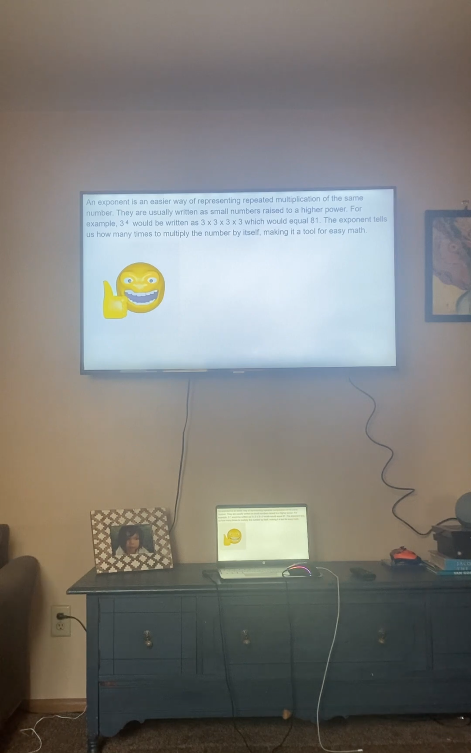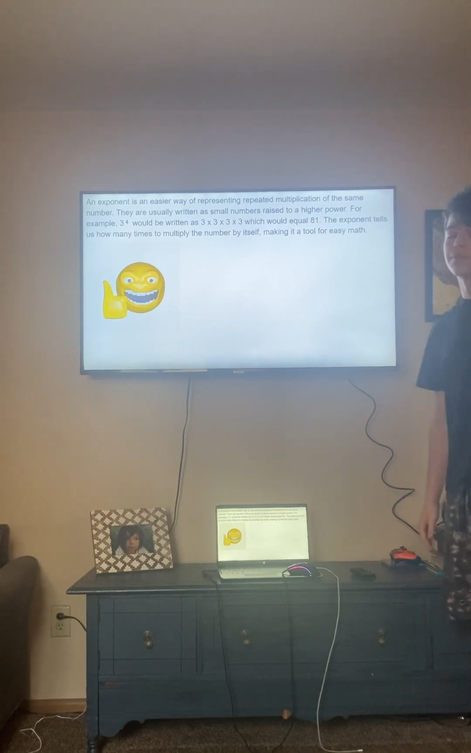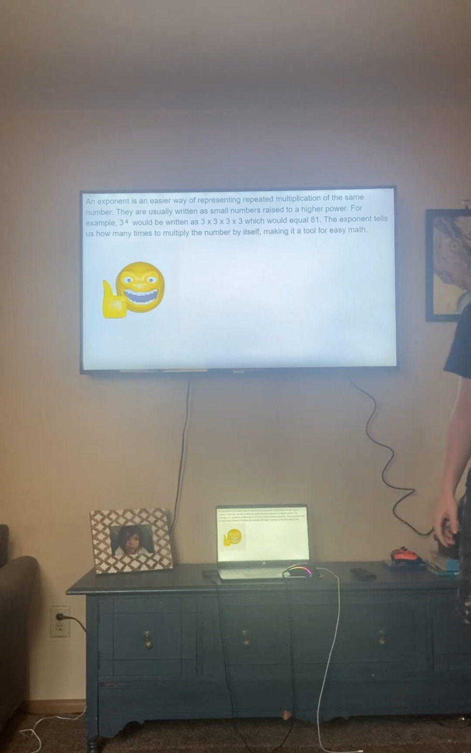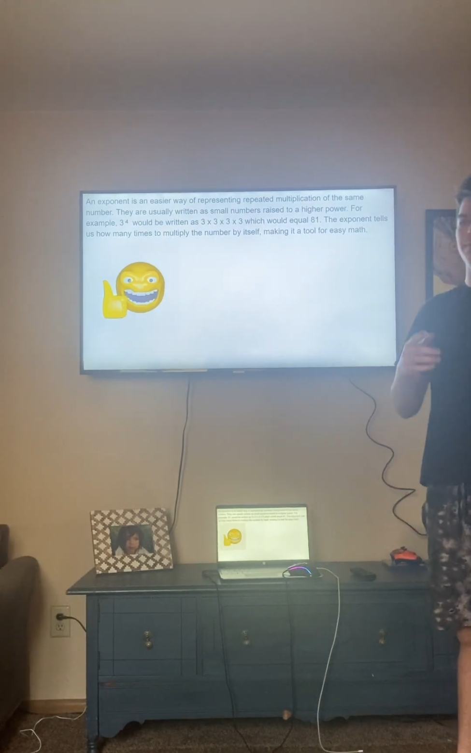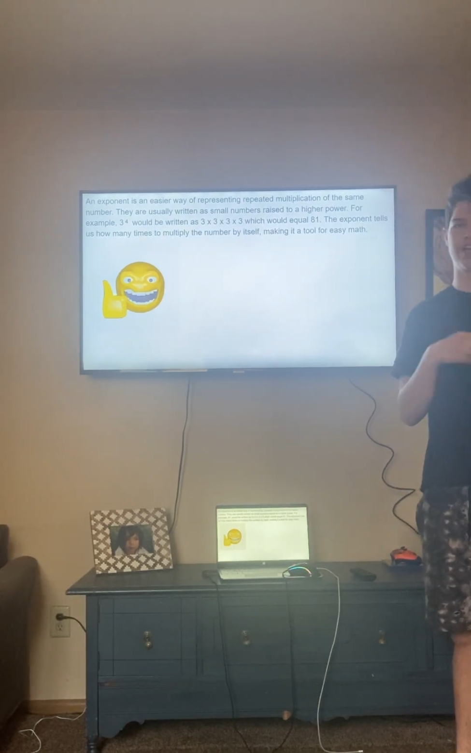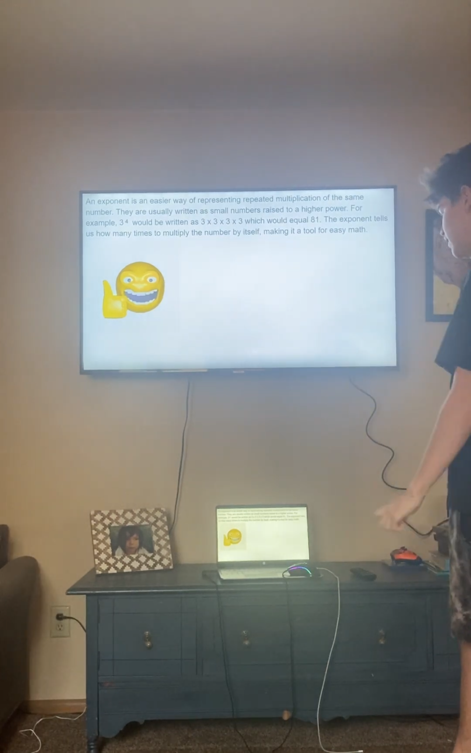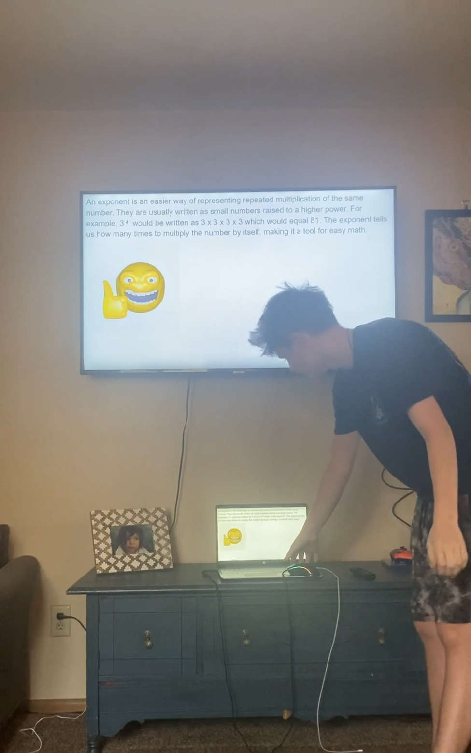The exponent tells us how many times to multiply the number by itself, making it a tool for easier math. Because people, however long ago, didn't just want to multiply the same thing over and over again, like a million times on a sheet of paper. So that's why they made exponents, to make it easier.